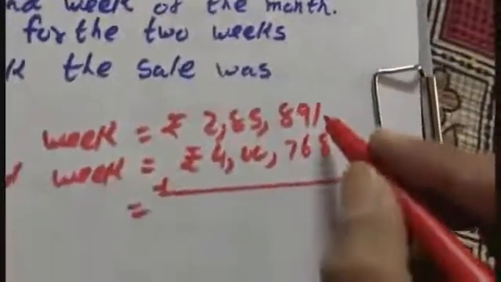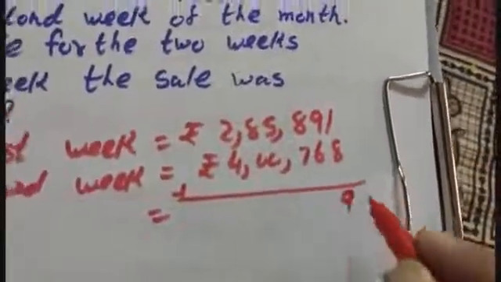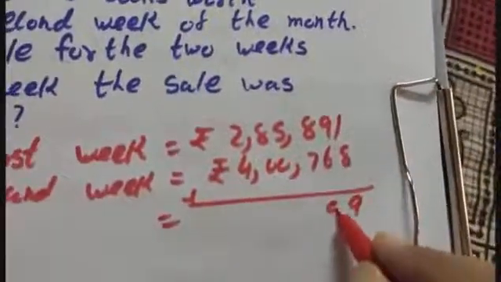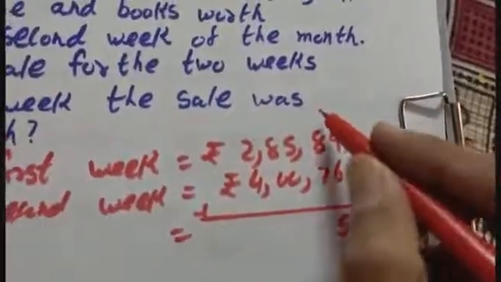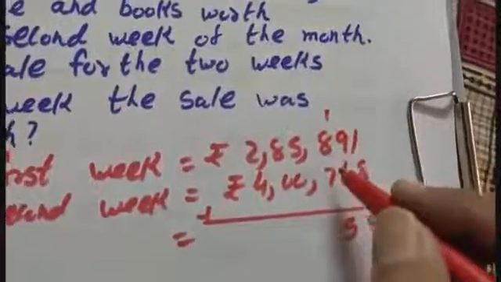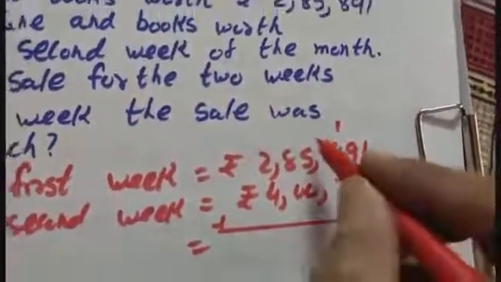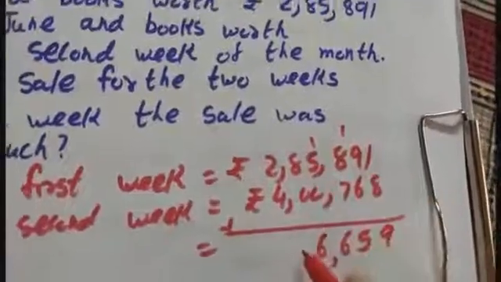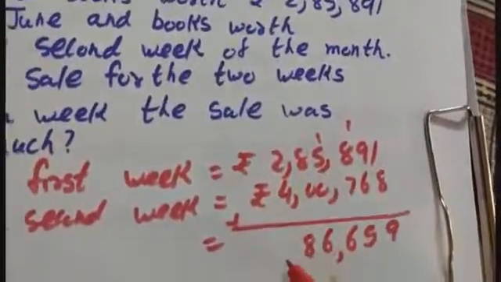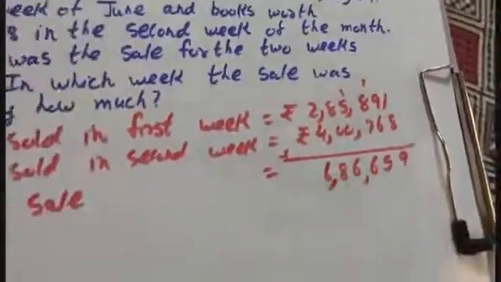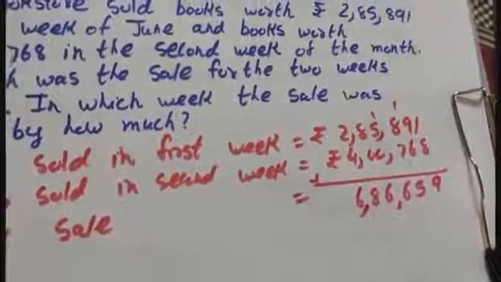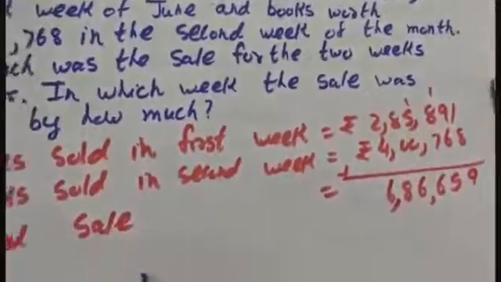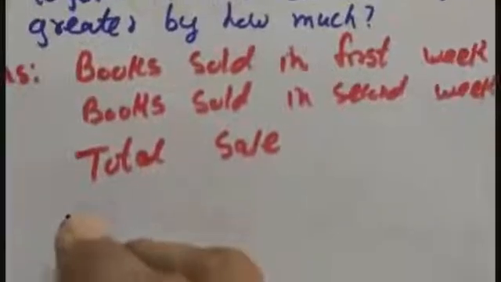Okay, 8 plus 1 is 9, 9 plus 6 is 15, so 5, 1 carry, 1 plus 8 is 9, 9 plus 7 is 16, so again 1 carry, 5 plus 1 is 6, 8 plus 0 is 8, 4 plus 2 is 6. So total sale was 6,86,659.